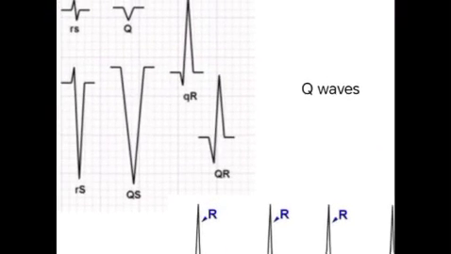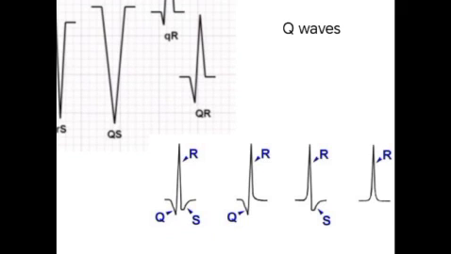The first negative deflection. Here this is Q. This is a Q wave. It's clear. Here, this one is Q. I need the pen. This is a Q wave, the first negative deflection. Q wave and S wave. So this is why it is called S wave. Here also is a Q wave.